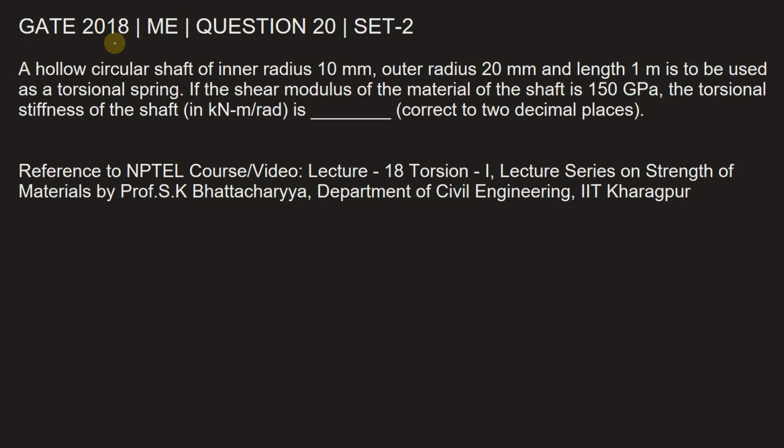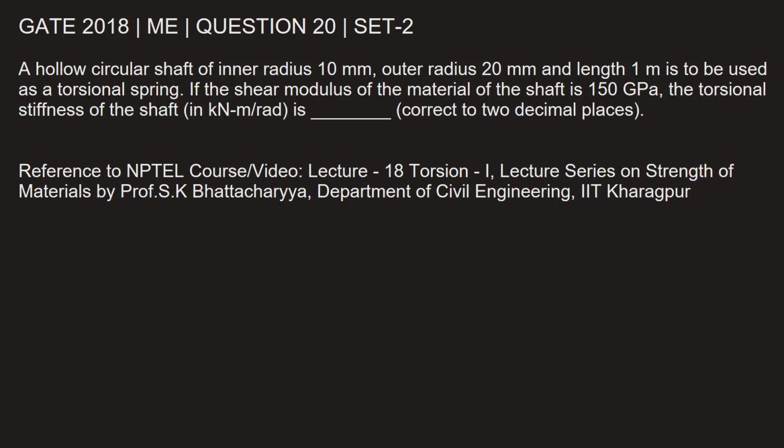This question is from GATE 2018, Mechanical Engineering paper, set 2, question number 20. A hollow circular shaft of inner radius 10 mm, outer radius 20 mm and length 1 meter is to be used as a torsional spring. If the shear modulus of this material of shaft is 150 gigapascal, the torsional stiffness of the shaft in kilonewton meter per radian is dash.